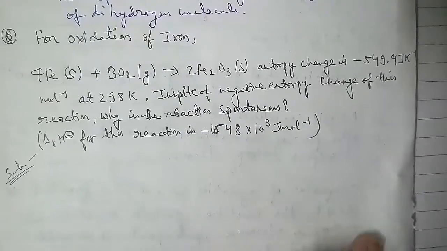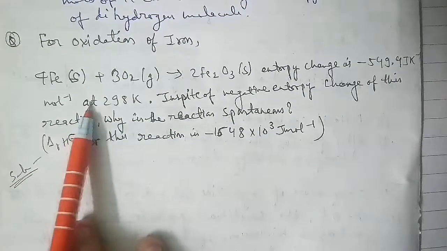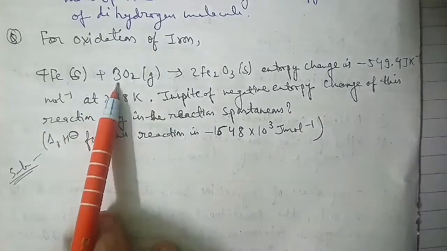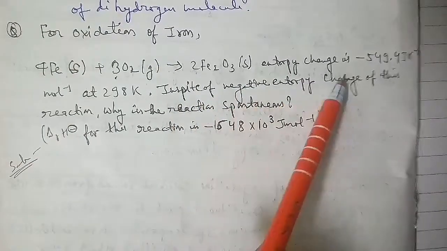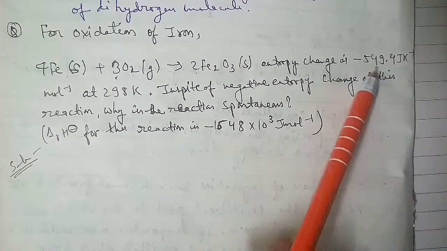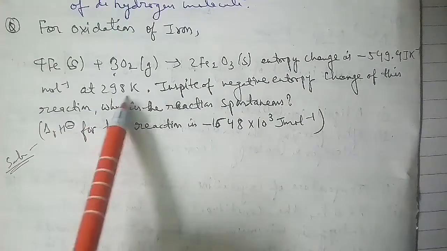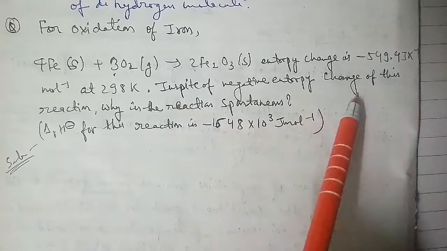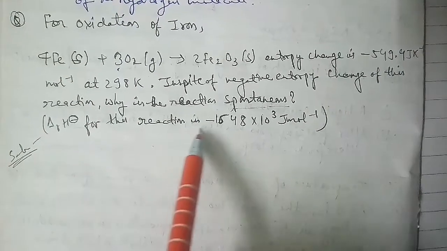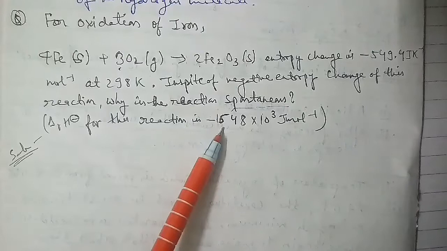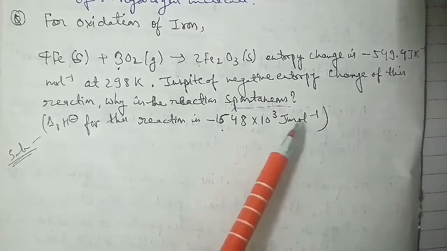After that, delta S total will be equal to what we found, that is 5530, plus minus 549.4 joule per Kelvin per mole. So we add them, and we get 4980.6 joule per Kelvin per mole. Thus this shows that the above reaction is spontaneous.